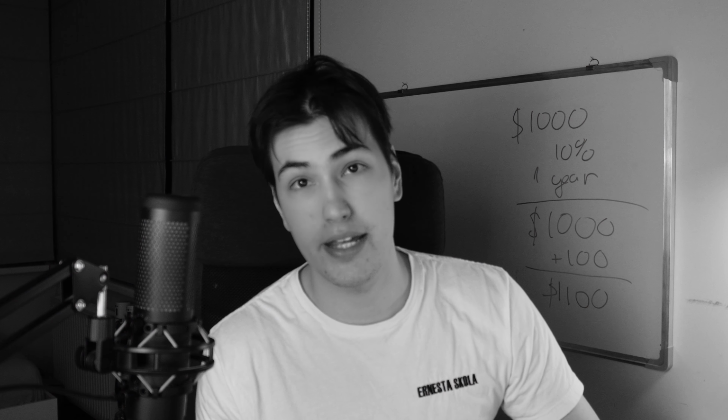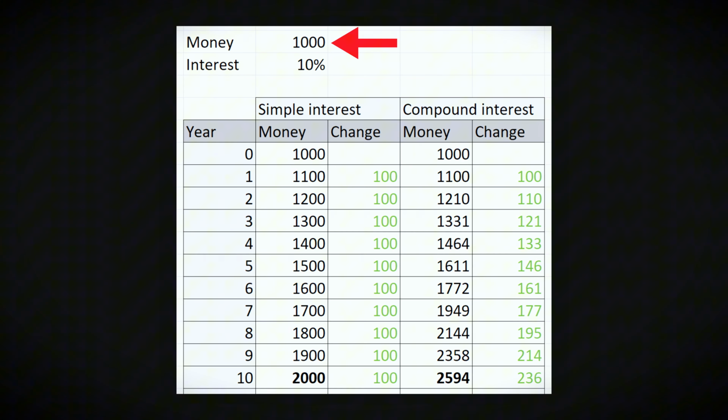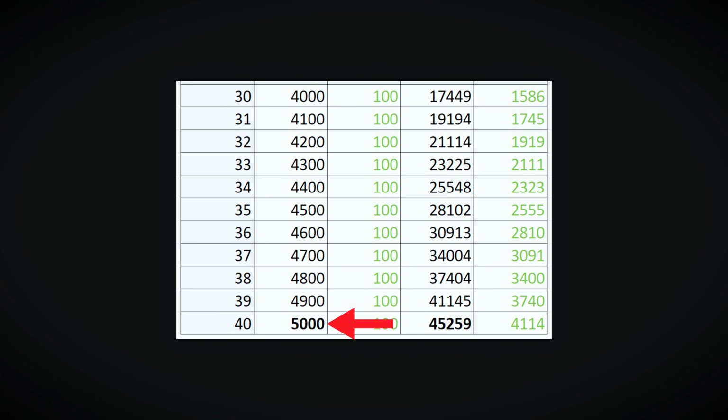You may say, well, the difference between those two couldn't be that big, right? Well, in 10 years, maybe there's not a lot of difference. $1,000 invested at a 10% interest rate is $2,000 in simple interest and $2,500 in compound interest. However, let's look at 40 years. $5,000 versus $45,000. That's why it is very important that you understand the difference between those two. And that's why I said it could be the difference between you as a financially independent millionaire in Bali or as a struggling person on the streets.